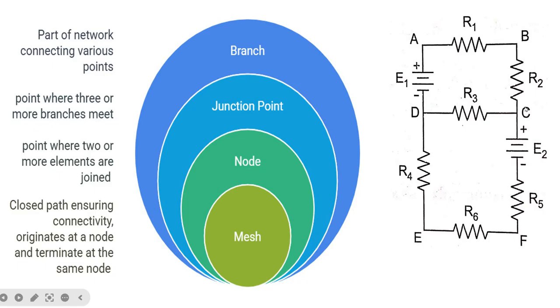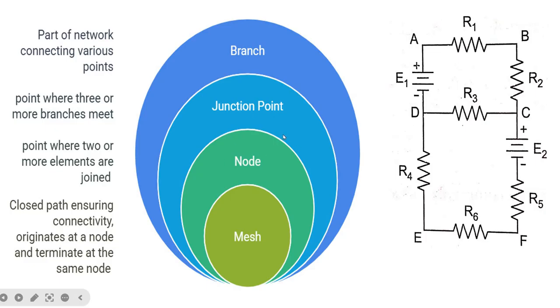One is AB, another is CB. These two branches are meeting at B. Only two branches are meeting, therefore this is not a junction point. A junction point is where three or more branches meet. So here DC is a branch, BC is a branch, FC is a branch, which are meeting at point C. So this C is your junction point. Similarly, here D is also a junction point.